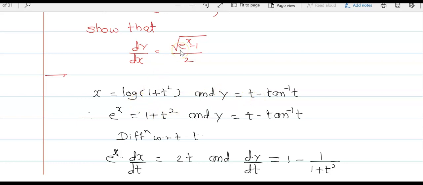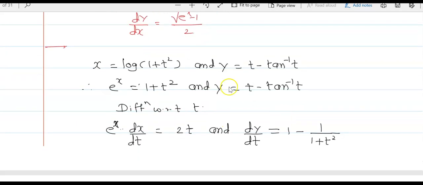Now here the answer contains e raised to x. Therefore, this logarithmic function can be converted into the exponential. Therefore, e raised to x is equal to 1 plus t square and y is equal to t minus tan inverse of t. Now differentiate this with respect to t.